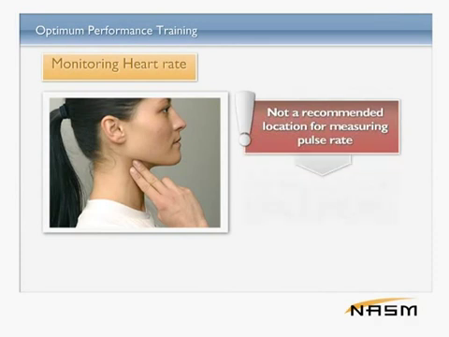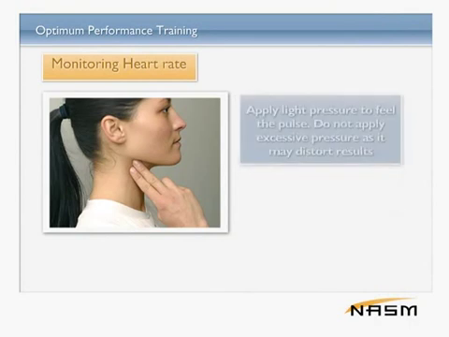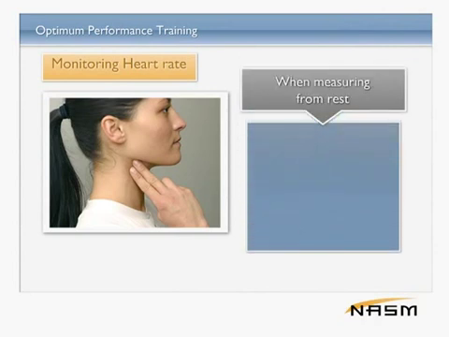Pressure on this artery reduces blood flow to the brain, which can cause dizziness and/or an inaccurate measurement. Next, apply light pressure to feel the pulse. Do not apply excessive pressure as it may distort results. When measuring the pulse during rest, count the number of beats in 60 seconds.